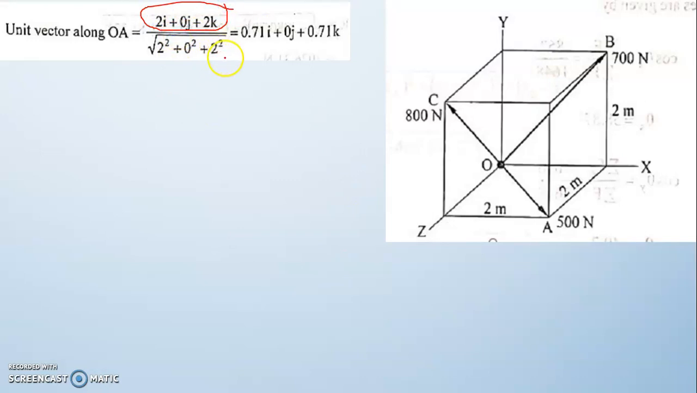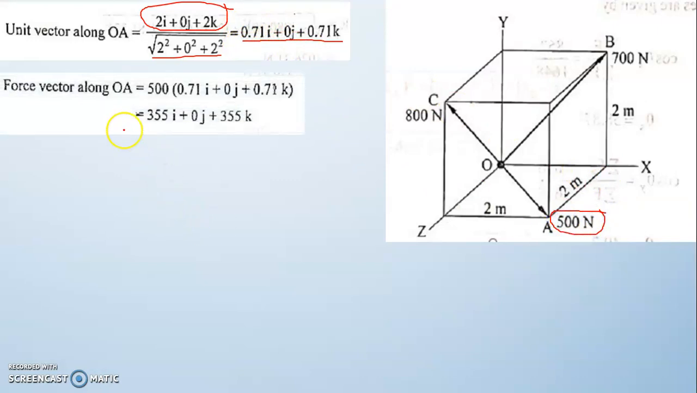To convert it into a unit vector, we divide it by the magnitude, the square root of 2 square plus 0 square plus 2 square. So we get 0.71i, 0j and 0.71k as the unit vector along the direction OA. The next step is to convert it into a force vector. For that we multiply this unit vector with the force 500 Newton, so we get the force vector along the direction OA. We will repeat the procedure for OB and OC.